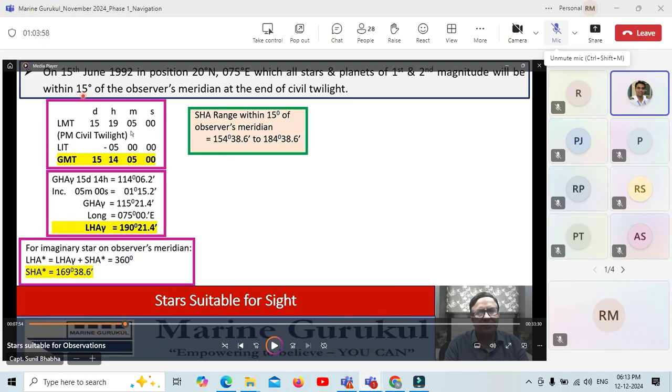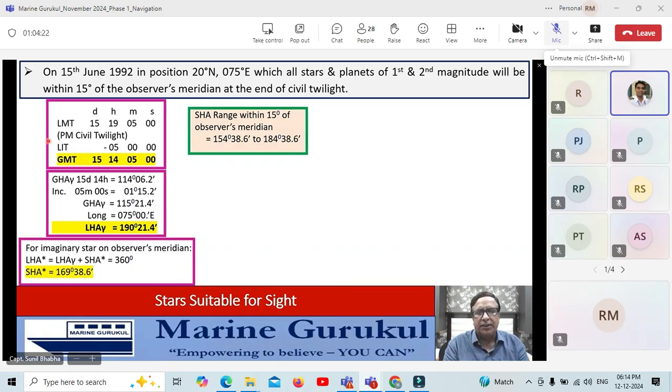Okay, great. So the SHA of our meridian was 169, 38.6. Now we have found out the two SHA limits basically by adding 15 to this value and subtracting 15 from this value. Now we will find all the stars within this range. So we will go to the stars table and find the stars. Now we go to the daily pages. Sorry, we go to the table for stars.